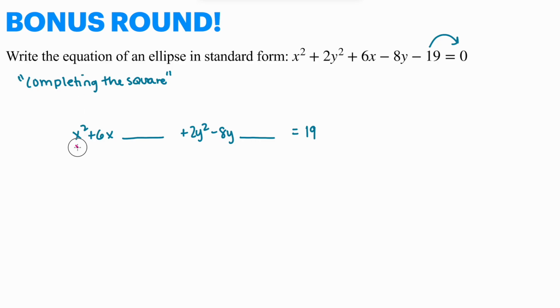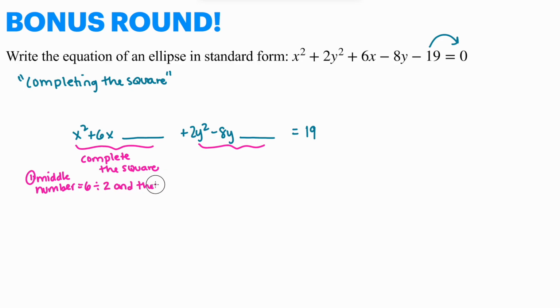So this is all of my x values. These are my y values. And then all my constants are going to go on the other side. So I need to complete this square for my x and for my y. Here's how you do it. You're going to take what we call the middle number, which is 6. We are going to take half and then square it.